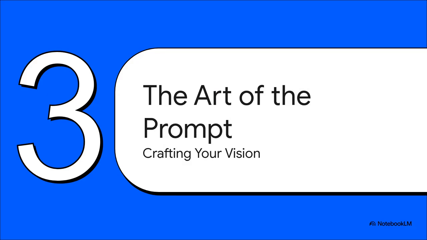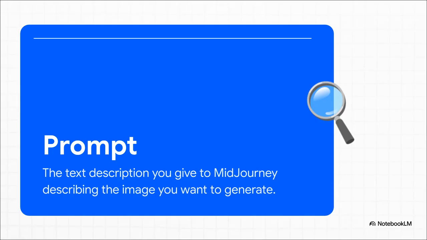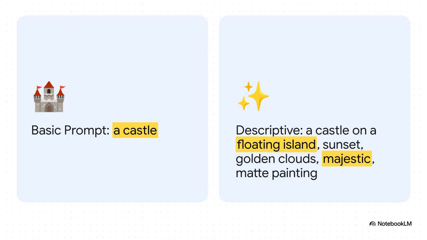Okay, now we are getting to the real heart of it all, the art of the prompt. Seriously, the words you choose, they're your paintbrush, your camera lens, your director's chair, all rolled into one. This is how you grab the steering wheel and tell the AI exactly what you're dreaming up. So what is a prompt really? It's super simple. It's just a text description, the instructions you give to Midjourney. The more specific and evocative your words are, the closer it's going to get to the image you have in your head. Let me show you what I mean.